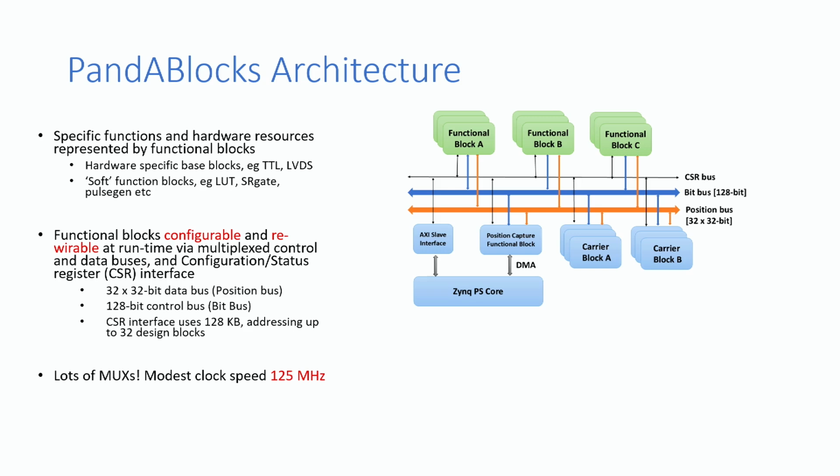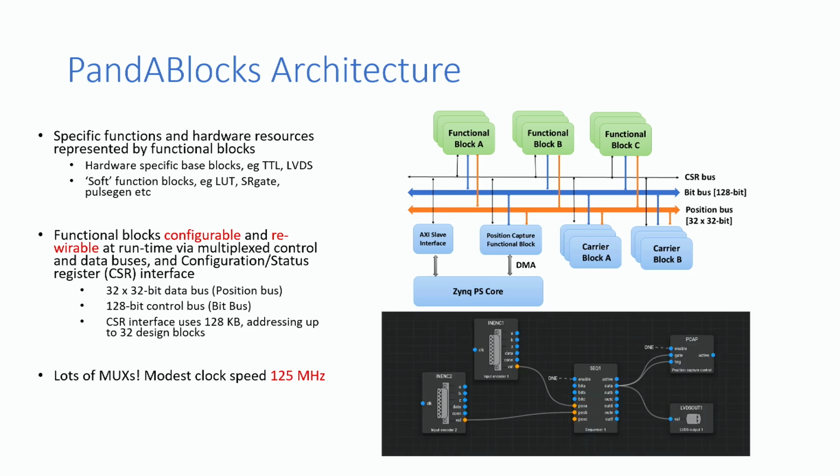So basically, to get this to work, what we're really doing is turning the FPGA into lots of multiplexers. And we can get away with that because we run at a fairly modest, pedestrian clock speed of 125 megahertz. I think if we tried to run faster than that, we would really struggle to make place and route work.